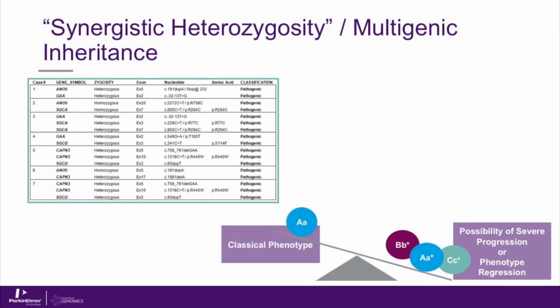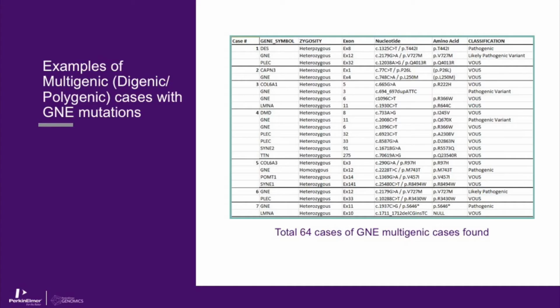So now let's look at the GNE cases themselves. Where did we find multigenic evidence for GNE? I don't know if you can see this clearly, but I've given you about 7 examples there with GNE, either a pathogenic or a variant of uncertain significance. When I put a variant of uncertain significance, sometimes when we are doing analysis, we know that this is very likely to be a mutation.